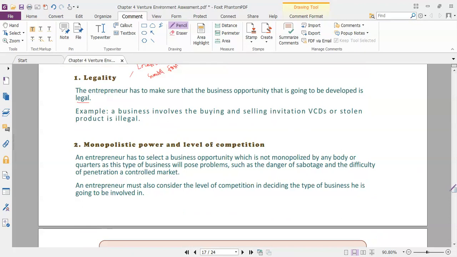So the second one, monopolistic power and level of competition.